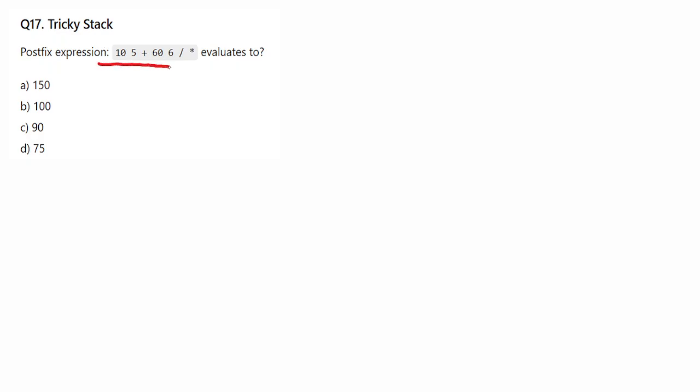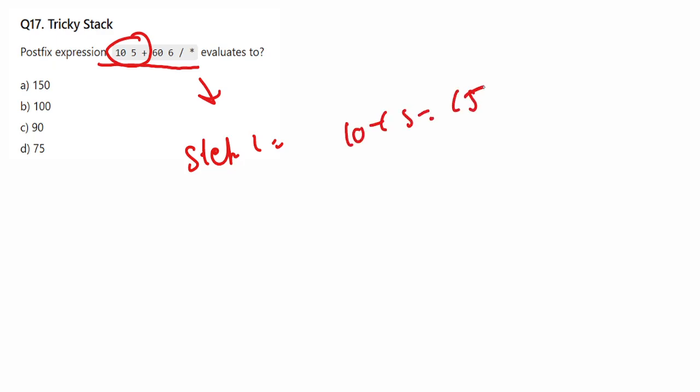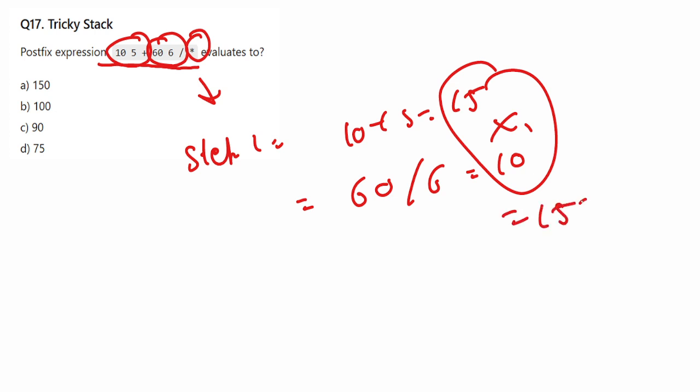Postfix expression: 10 5 + 60 6 / *. How do we solve that? In the first step, we solve this one: 10 plus 5, that is 15. After that, we solve this one: 60 divided by 6, we get 10. After that, we are left with the asterisk, which is multiplication. We multiply both and we get 150 here. So the correct option here is option A. Now move to the next question.